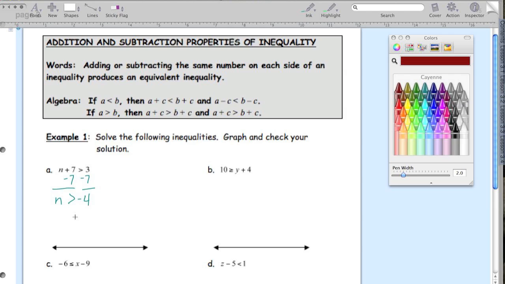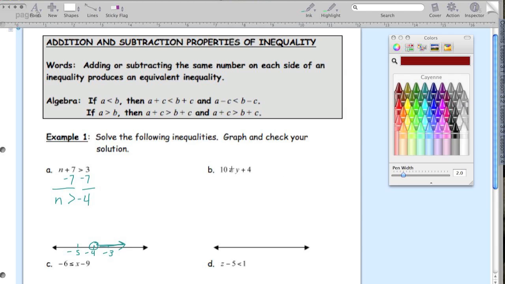I get n is less than -4. My variable's on the left, so when I go to plot it, I have -5, -4, -3, open circle, shade to the right. Okay? And that makes sense because this is all the values. N is greater than -4. Did I say less than? I meant greater. So n is greater than -4. All these numbers are true, greater than -4.